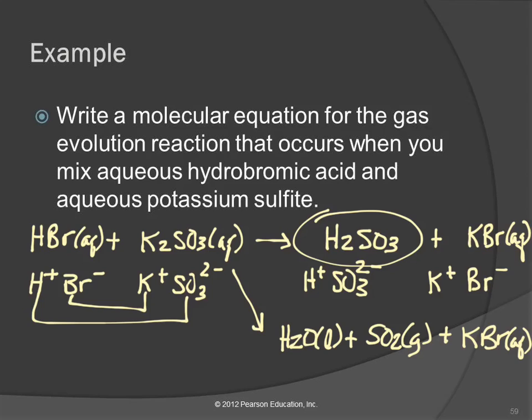Is that balanced? We should probably balance it, huh? There's 2 potassiums on the left side. So I need a 2 in here to get the 2 potassiums. Now if I look at the bromides, I've got 2 bromides on the right. I need 2 bromides over here. And now I've got a total of 2 hydrogens on the left, 2 hydrogens on the right, 3 oxygens on the left, 3 oxygens on the right, 1 sulfur on each side. So that's the balanced equation. Any questions?